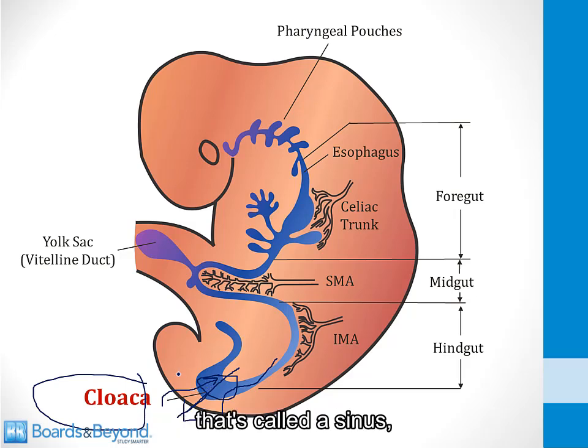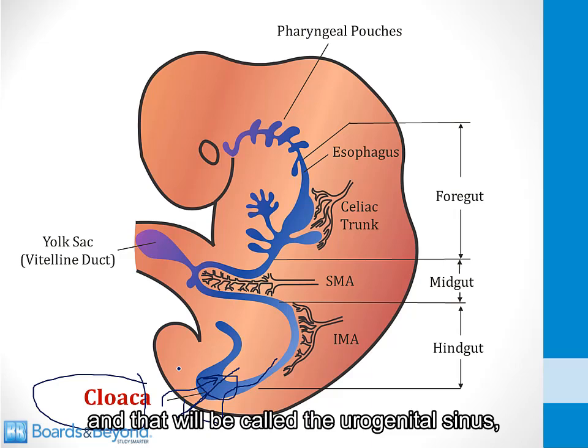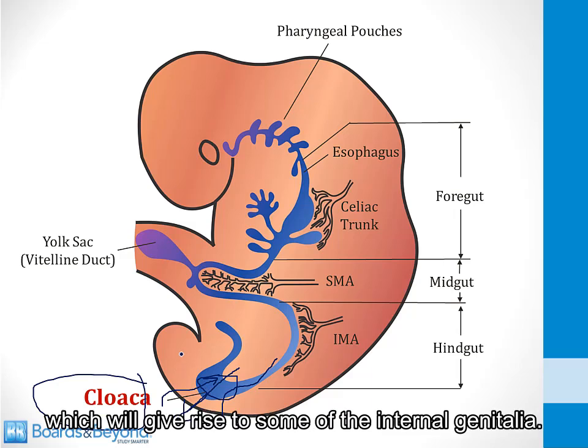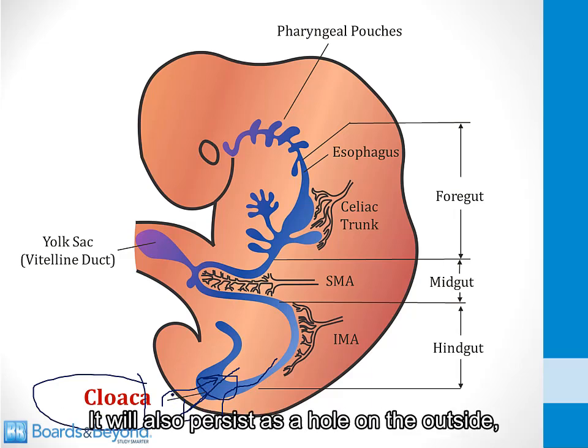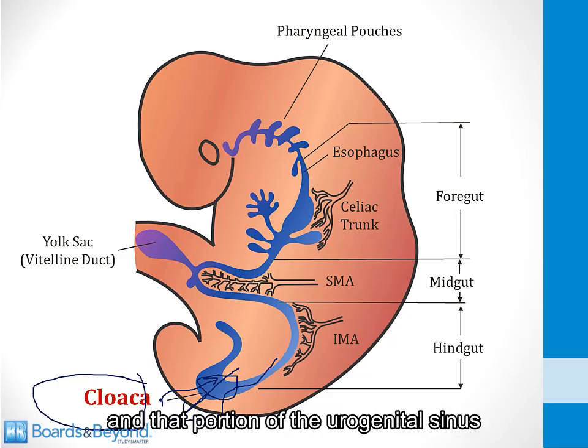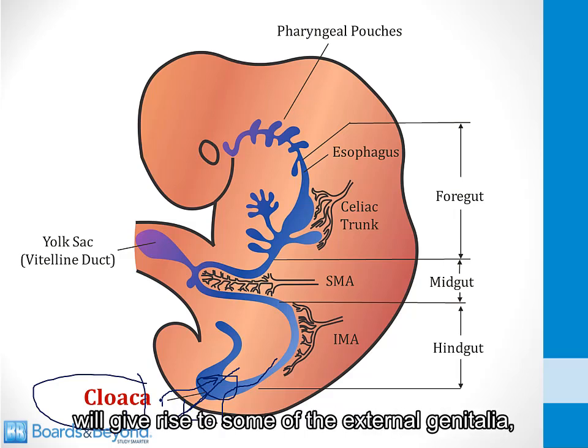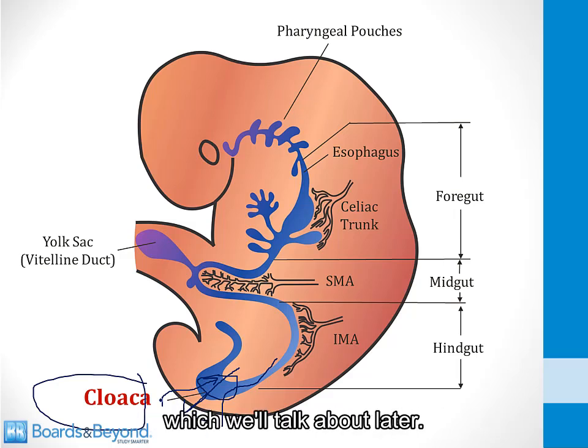The top portion will be a blind-ended cavity. That's called a sinus, and that will be called the urogenital sinus, which will give rise to some of the internal genitalia. It will also persist as a hole on the outside, and that portion of the urogenital sinus will give rise to some of the external genitalia, which we'll talk about later.